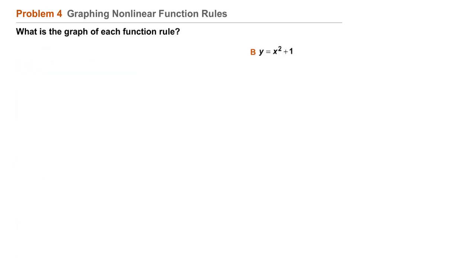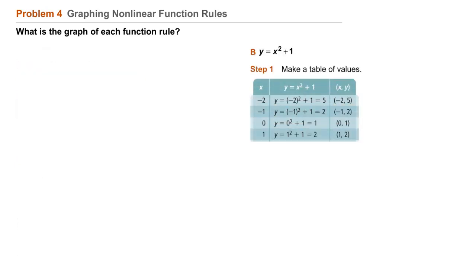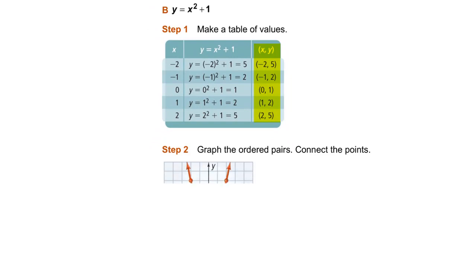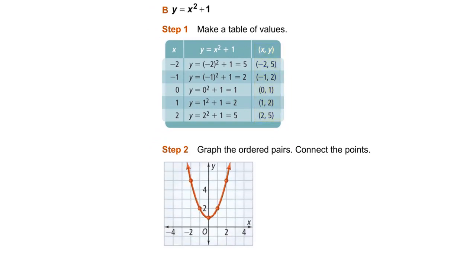B, y equals x squared plus 1. Make a table of values. We'll choose 2 negatives, 2 positives, and 0 for our x values. Y equals x squared plus 1, substituting in each of our input values. We find our output values and make a list of ordered pairs. We graph the ordered pairs and connect the points.